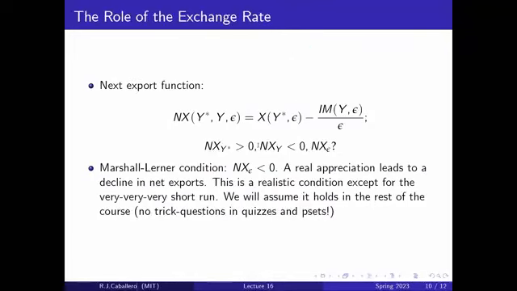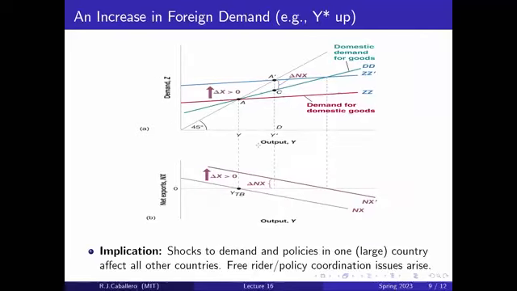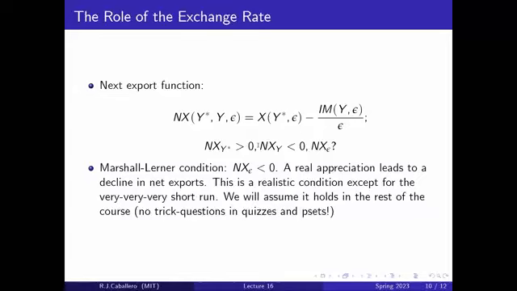The point of this being that depreciating your currency, making your goods less expensive, will produce a response equivalent to what you get here out of an increase in Y star. Because exports will go up, and you're going to get all this shift. The net export function will go up. That will increase aggregate demand and so on. So those are the kinds of things that countries typically want to do when they're in a recession.